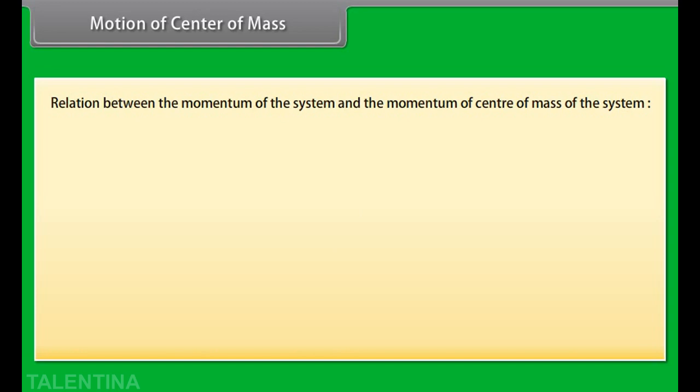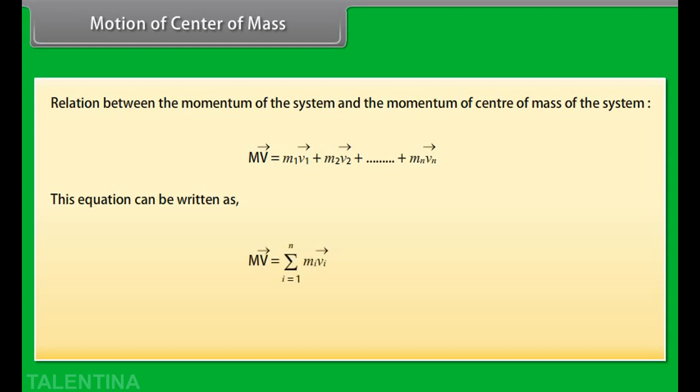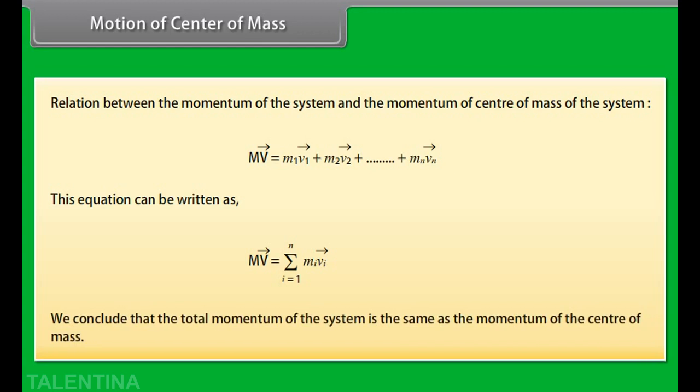Relation between the momentum of the system and the momentum of the center of mass of the system. m v vector is equal to m1 v1 vector plus m2 v2 vector plus so on till mn vn vector. This equation can be written as m v vector is equal to the summation from i equals 1 to n of the product of m_i and v_i vector. We conclude that the total momentum of the system is the same as the momentum of the center of mass.